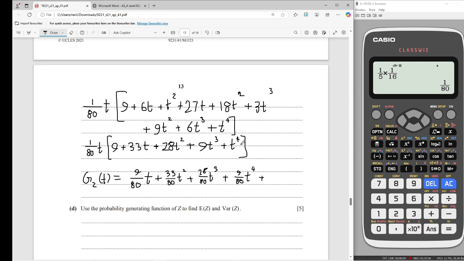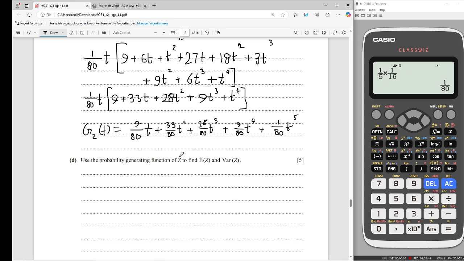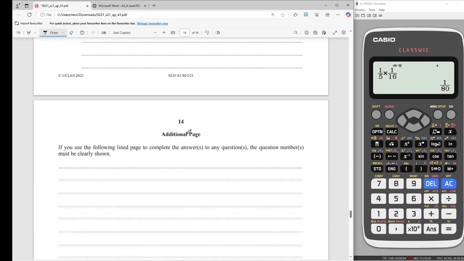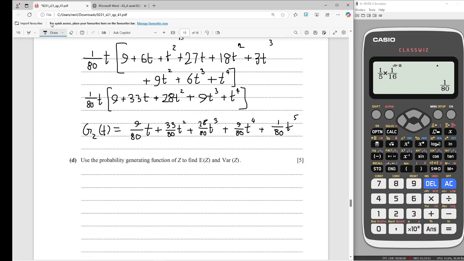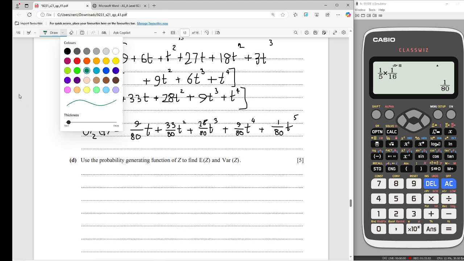Finally, the last one, 1 by 80 divided by t to the power 5. Okay, this is our simplified equation. Use the PGF of z to find E(z) and variance of z. Okay, to find E(z), very simple. I'm going to show the formula.